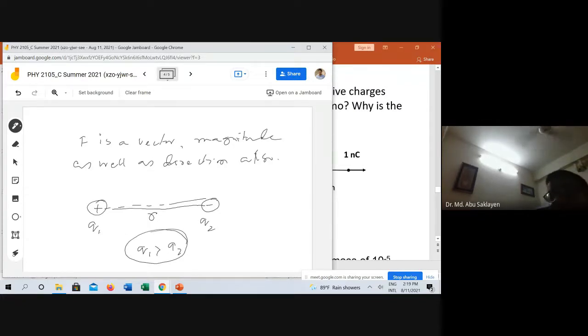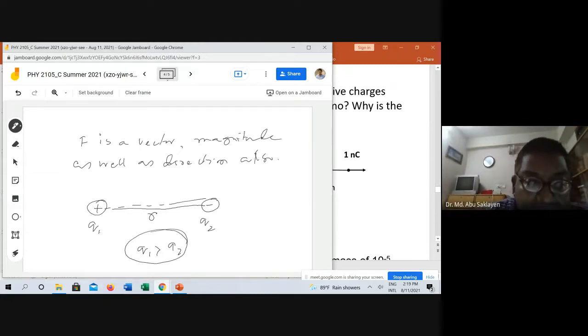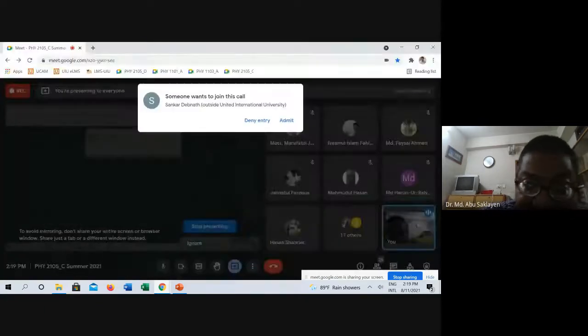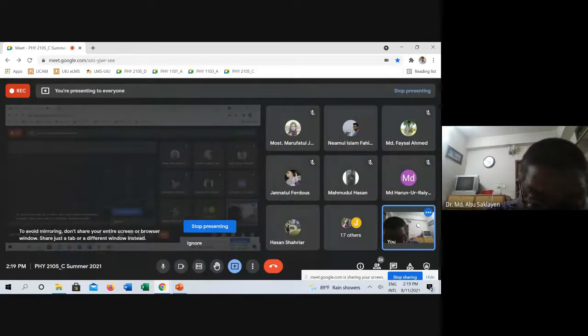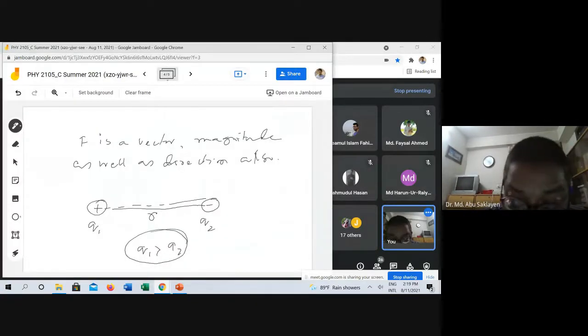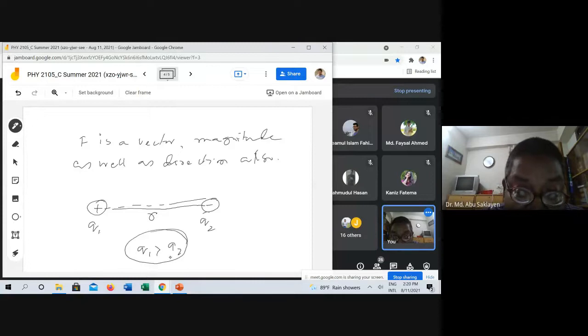Do you have any idea? Who attracts whom? Does Q1 attract Q2 or Q2 attract Q1? Which one? Do you understand? Yes, sir. So Q1 attracts Q2, since Q1 is greater.